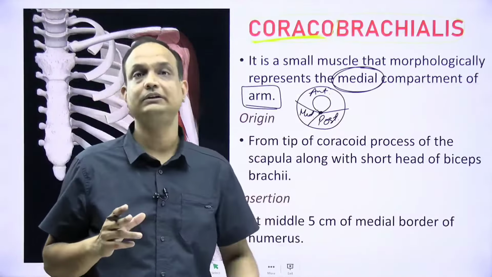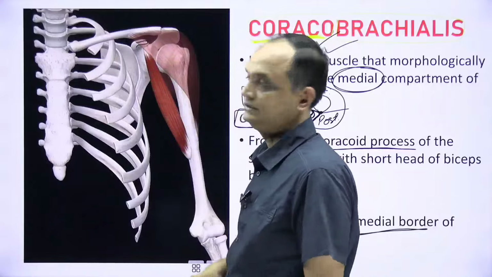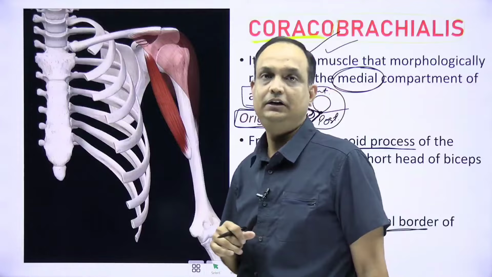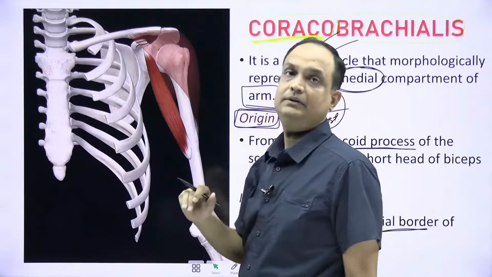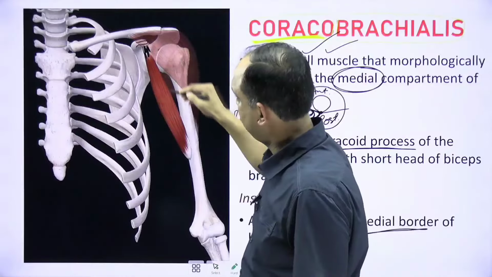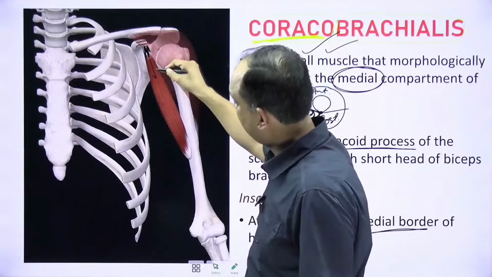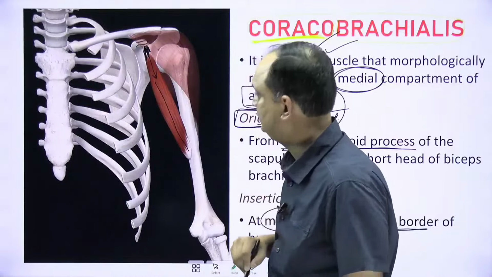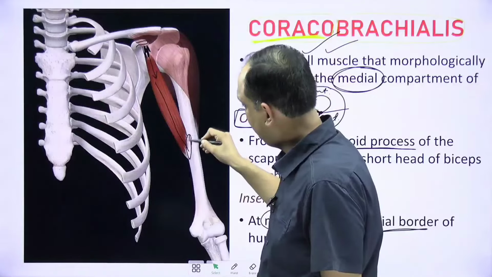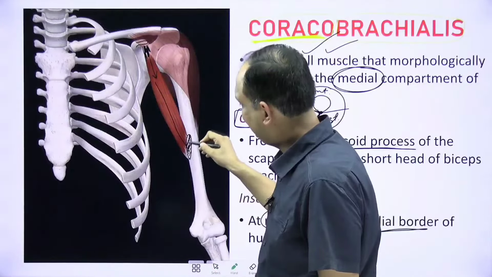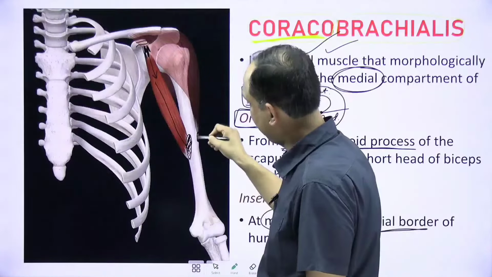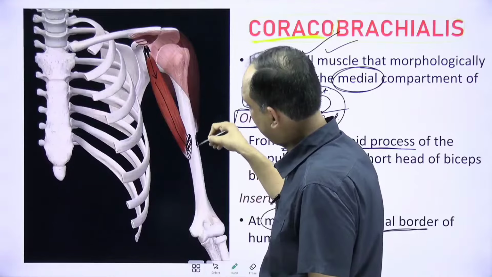Here you can see that this is the coracoid process. This coracoid process is hidden by the anterior fibers of deltoid. Once you remove this anterior fiber of deltoid, you can see the origin from this coracoid process. The fibers go downward and reach up to the medial side of the humerus. On the medial surface, you have the insertion of coracobrachialis, and at the same level on the lateral side, you have the insertion of deltoid also.